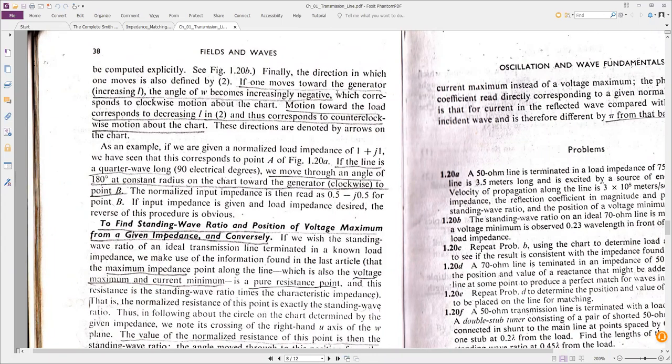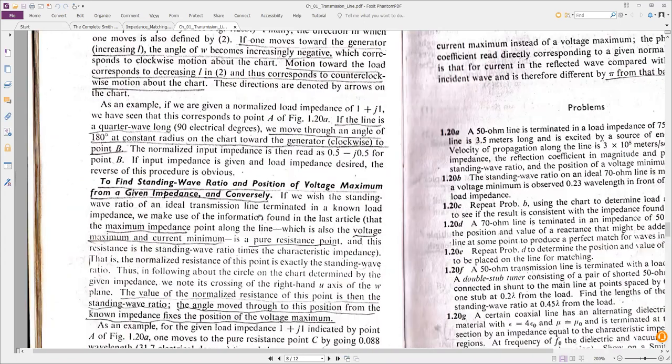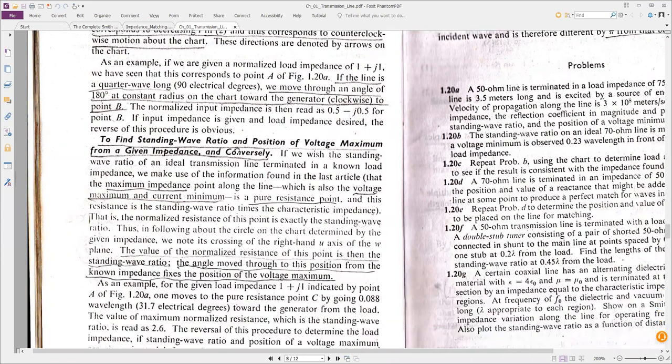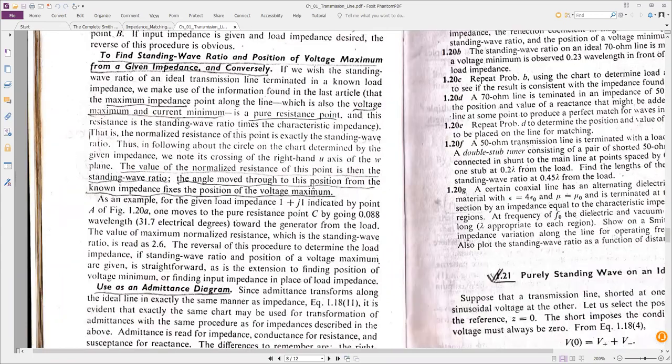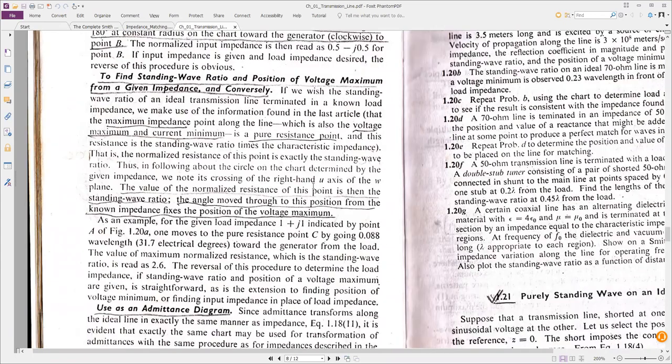See, if one moves towards the generator, increasing L, the angle of W becomes increasingly negative, which corresponds to clockwise motion about the chart. Motion toward the load corresponds to decreasing L and thus to counterclockwise motion about the chart. Okay. So these things are used to find the standing wave ratio and position of voltage maximum from a given impedance. Okay, we'll check this out using the example.